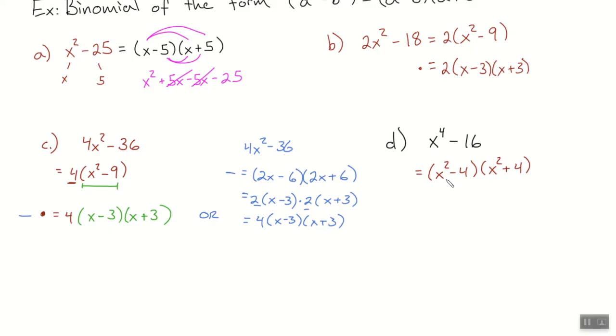So looking at this one, we just restart at the beginning. Is there a GCF between these 2 right here? No. Is it a binomial? Is it a difference? And do you know the square root of each of them? So help me factor it. What's the square root of this? So the first factor is x minus 2. What's the next factor? x plus 2.